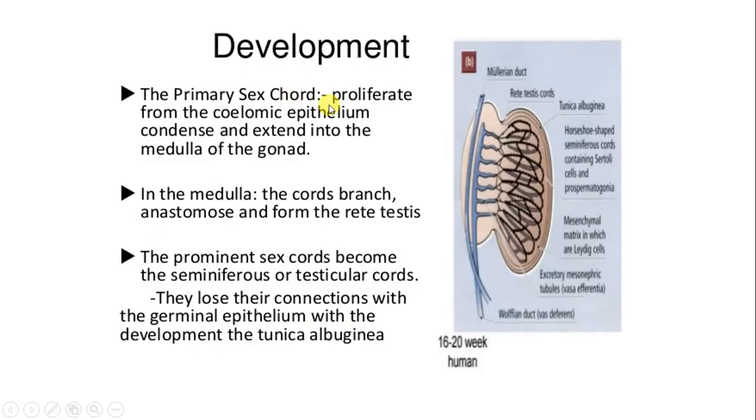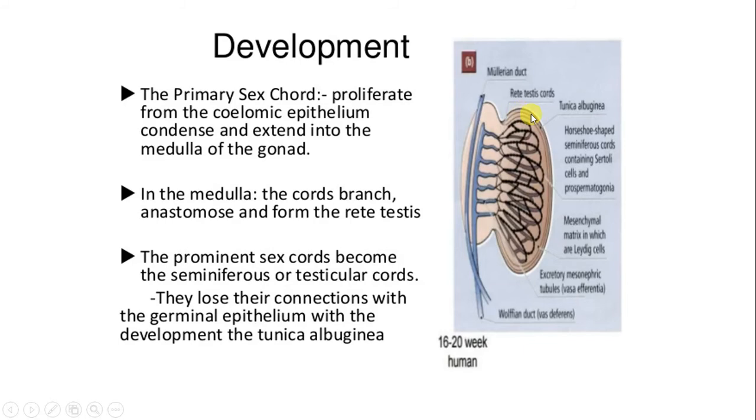So primary sex cords start proliferating from the coelomic epithelium and, condensing, extend to the medulla of the testes. In the medulla, the sex cords branch, anastomose and form the rete testis. The prominent sex cords become the seminiferous or testicular cords. They lose their connection with the germinal epithelium with the development of the tunica albuginea.